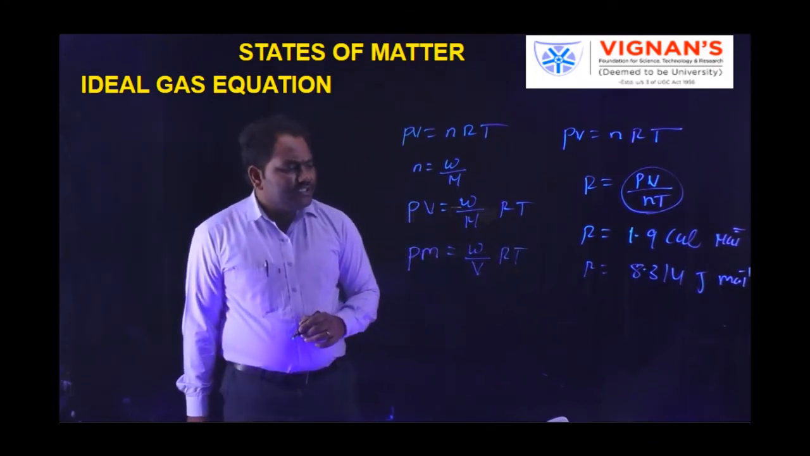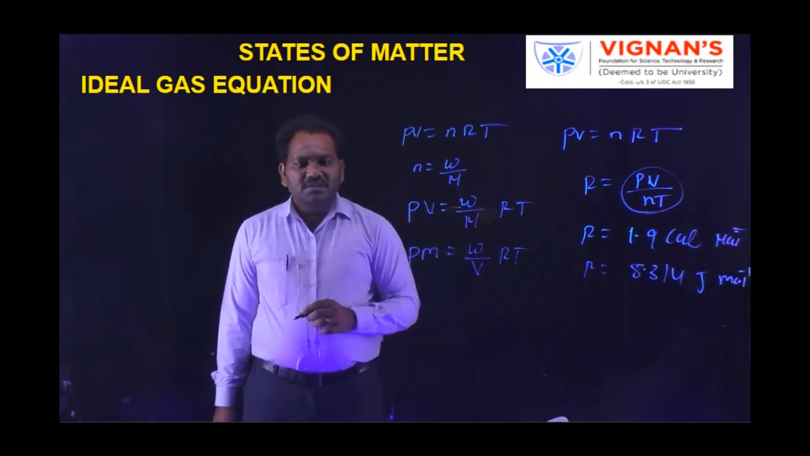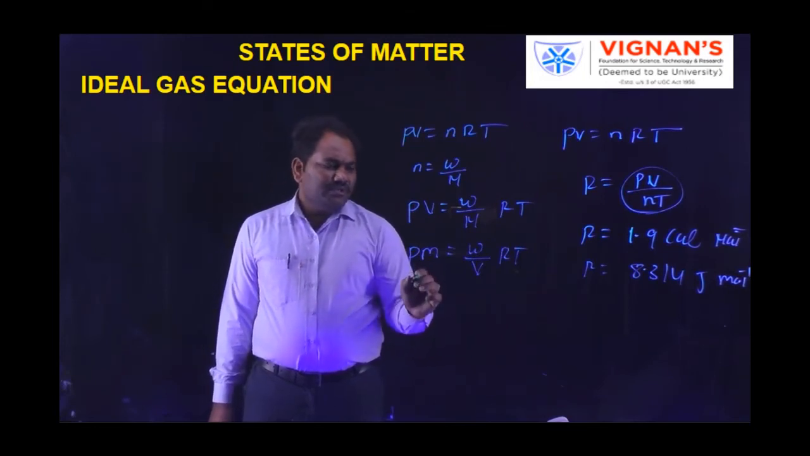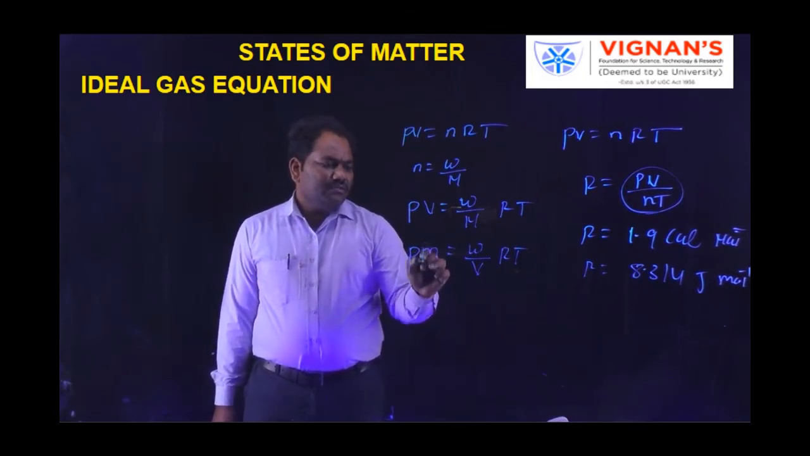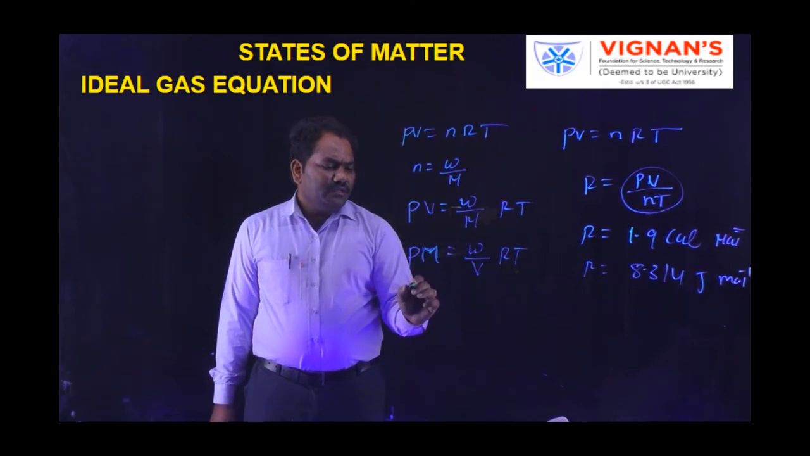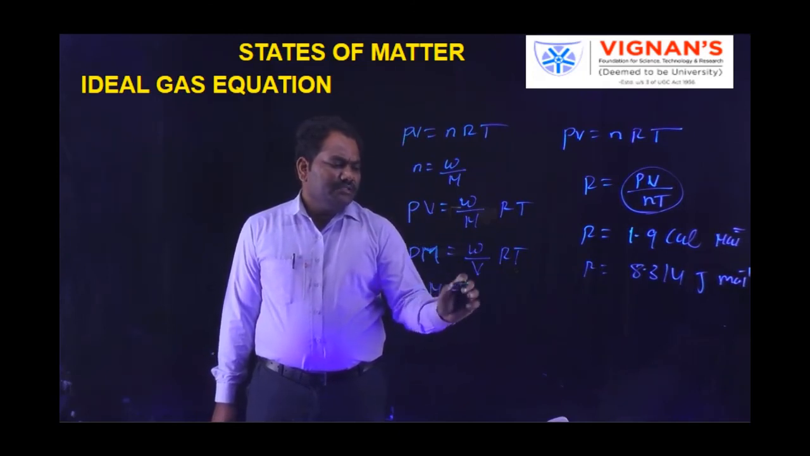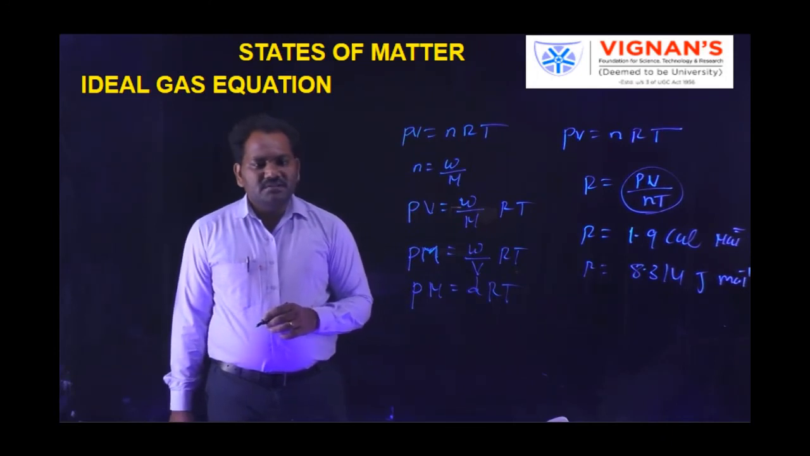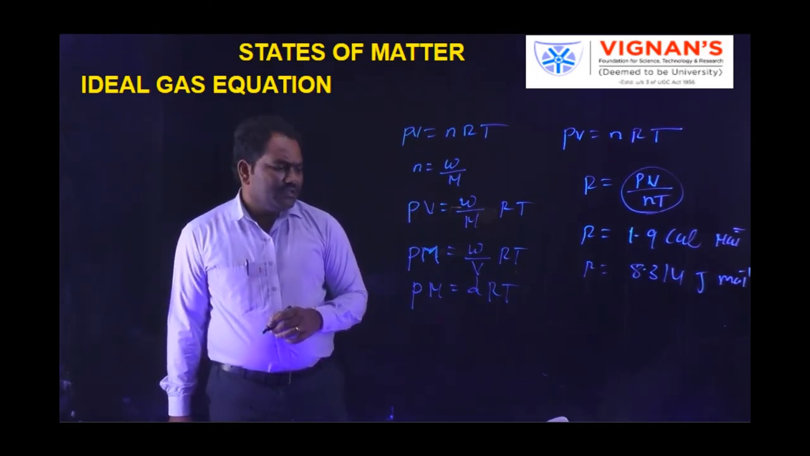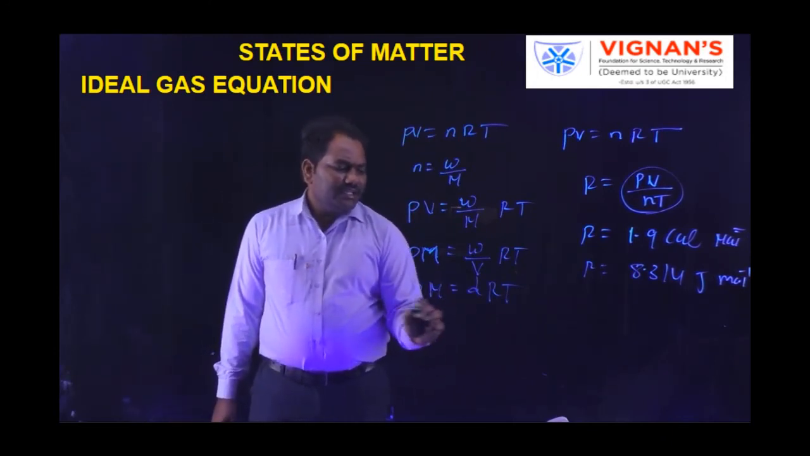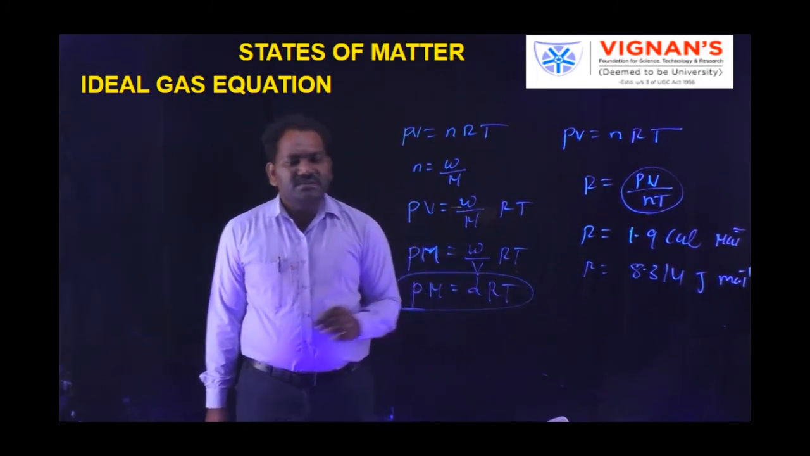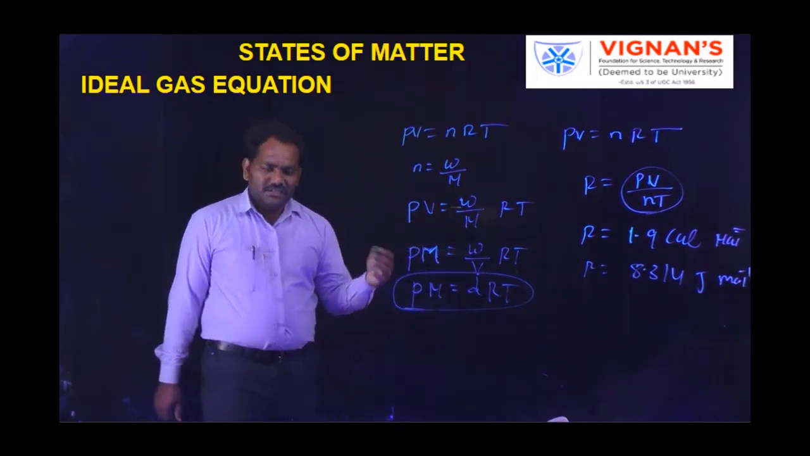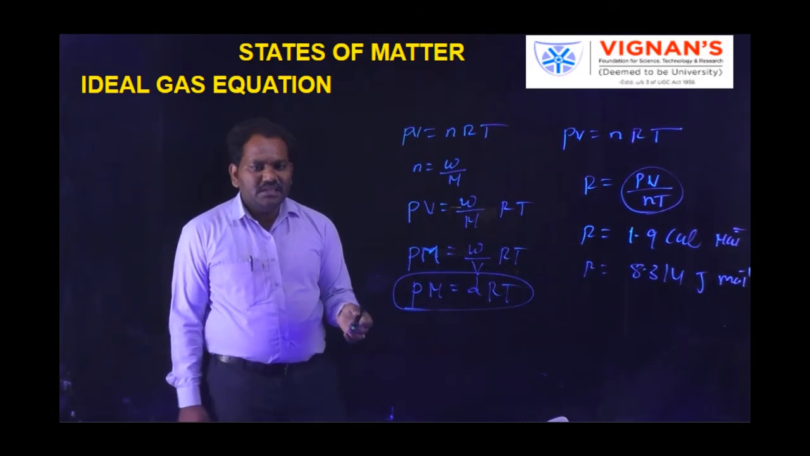Already we know that density is equal to mass by volume. So here PM is equal to dRT. This is another expression. It gives the relation between the pressure, molar mass, and density.